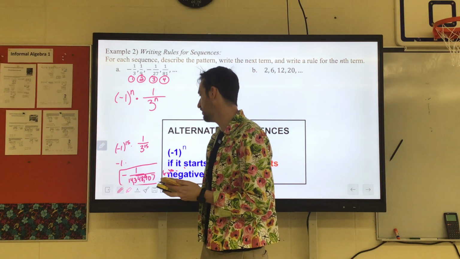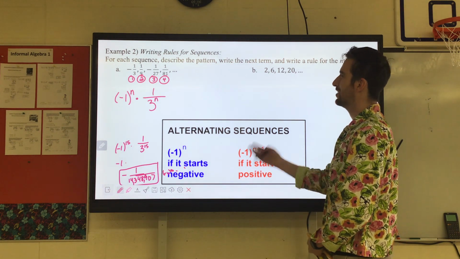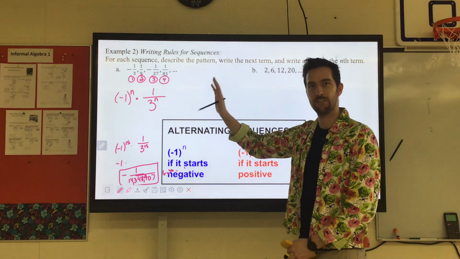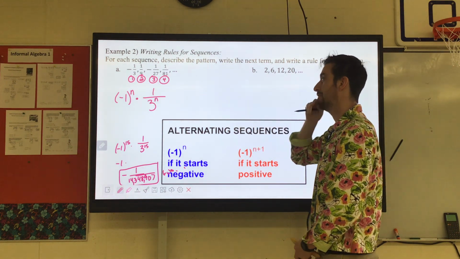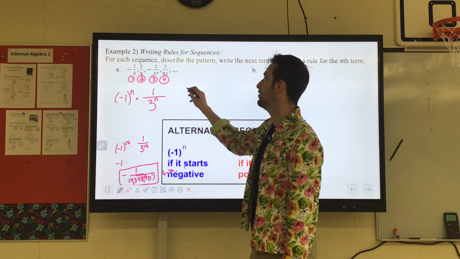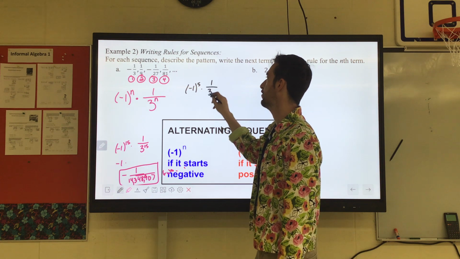14,348,907. Whoo-wee! Luckily, they did not have us find that 15th term. Now it says, like, describe the... I just want you to work on generating the formula from it. Now, if they said the next term would be the 5th term, we could do -1 to the 5th times 1 over 3 to the 5th.